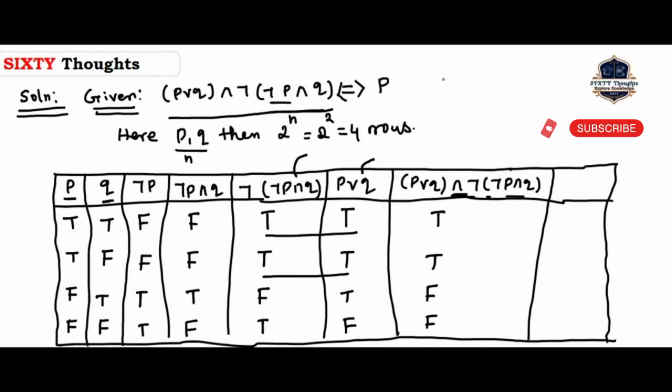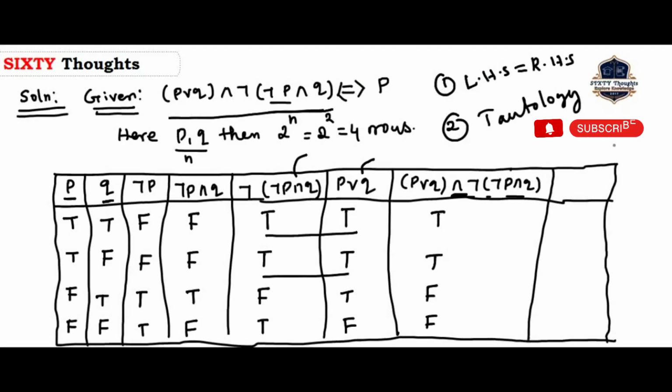Now I verify whether it is logical equivalence or not. How to verify logical equivalence? It satisfies two conditions. One is left hand side equal to right hand side, which means the left hand side and right hand side are equivalent to each other. Second, it also satisfies the tautology condition. What is tautology? Your final answer contains only T. Now let us consider the left hand side of the given equation as A. The right hand side is only P.